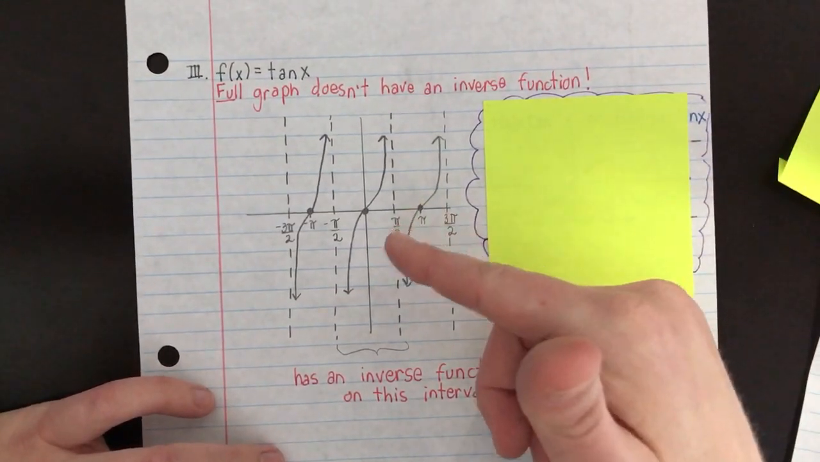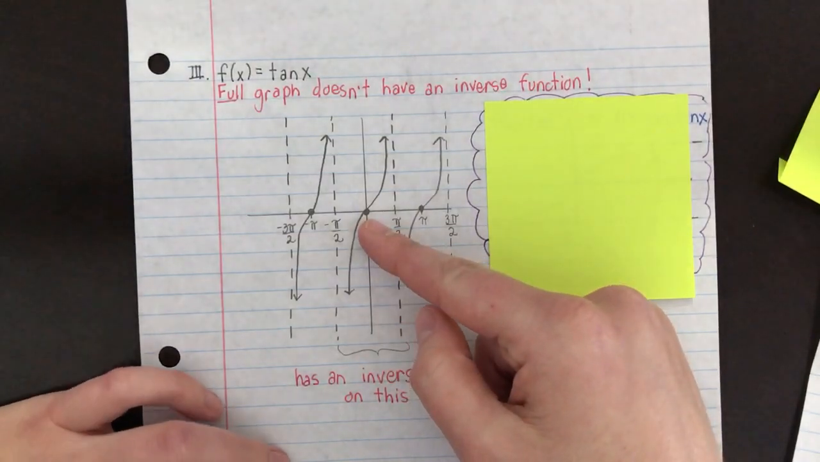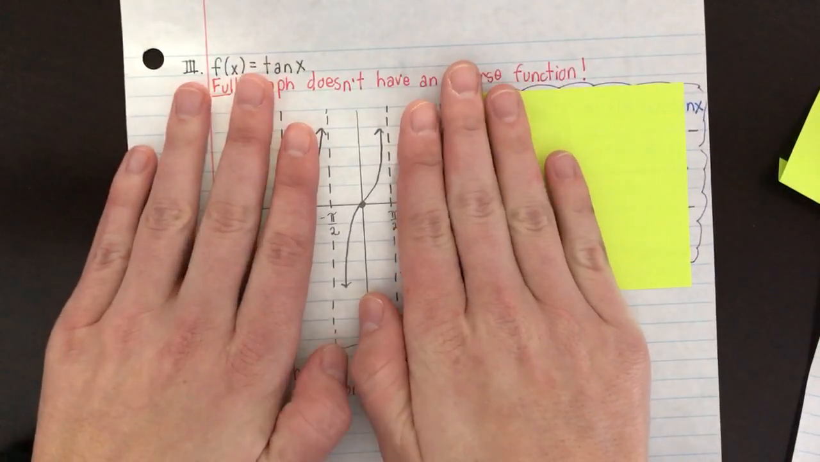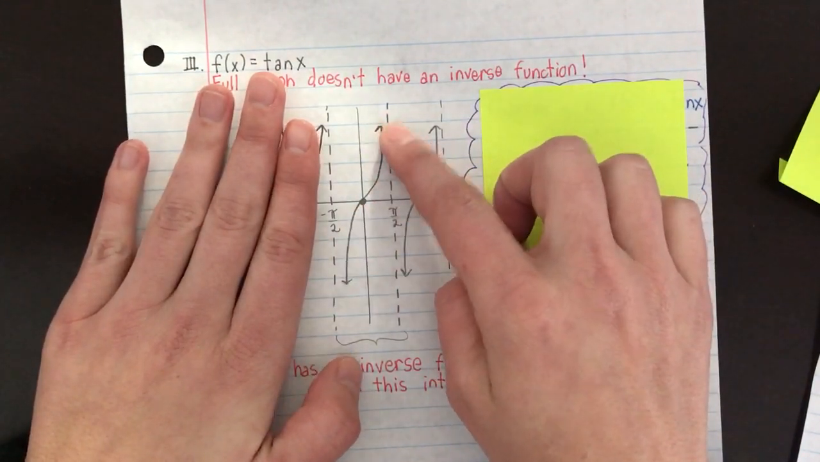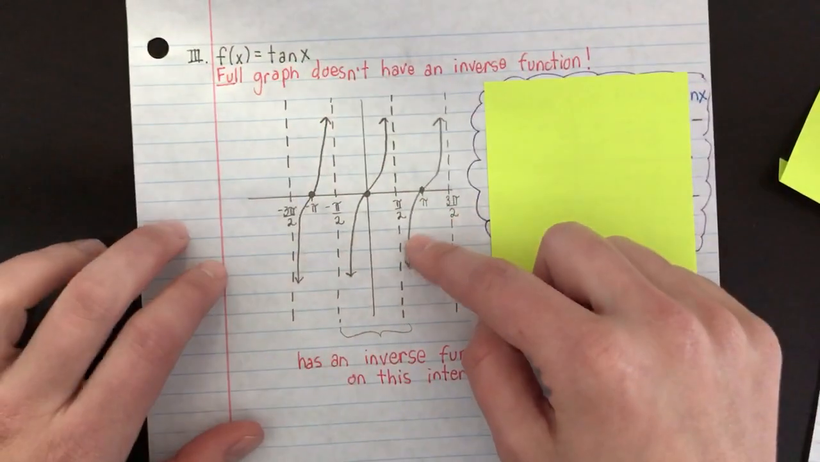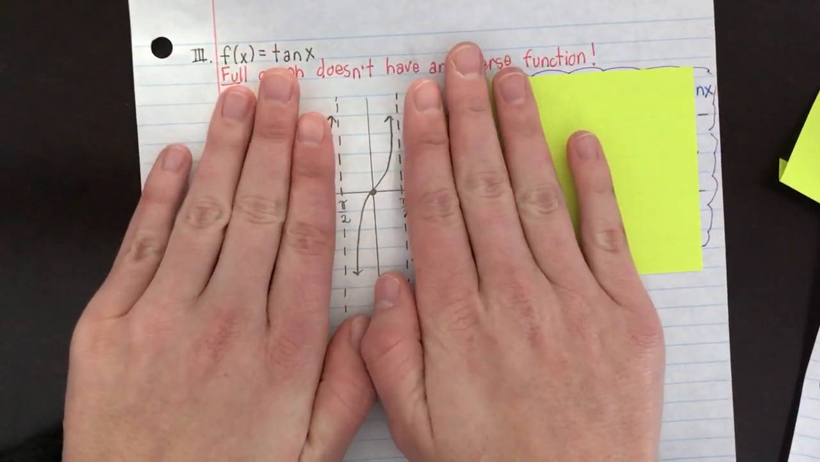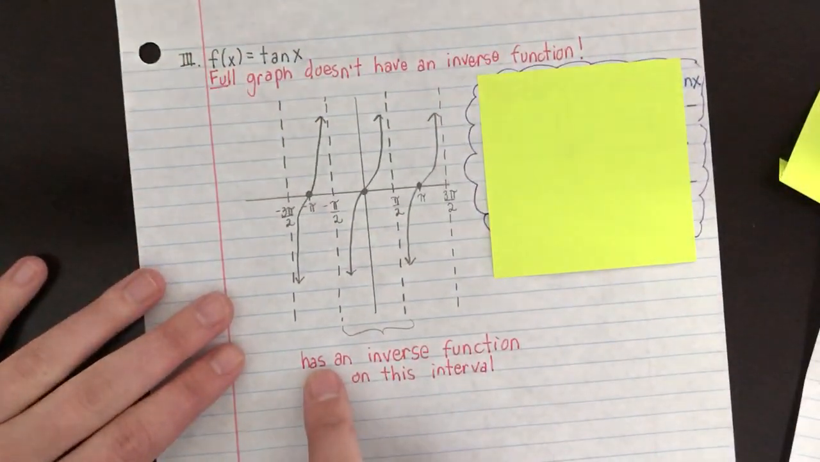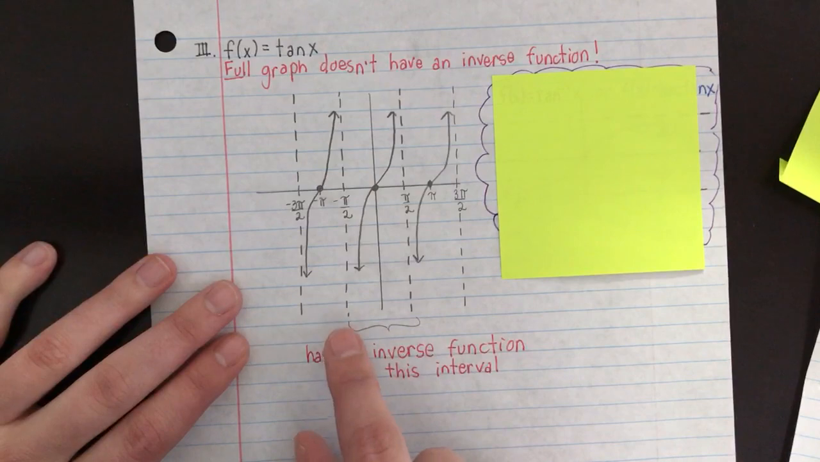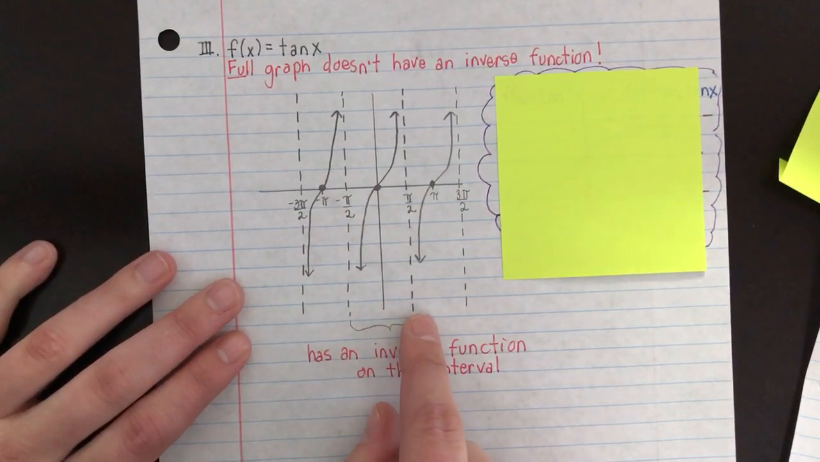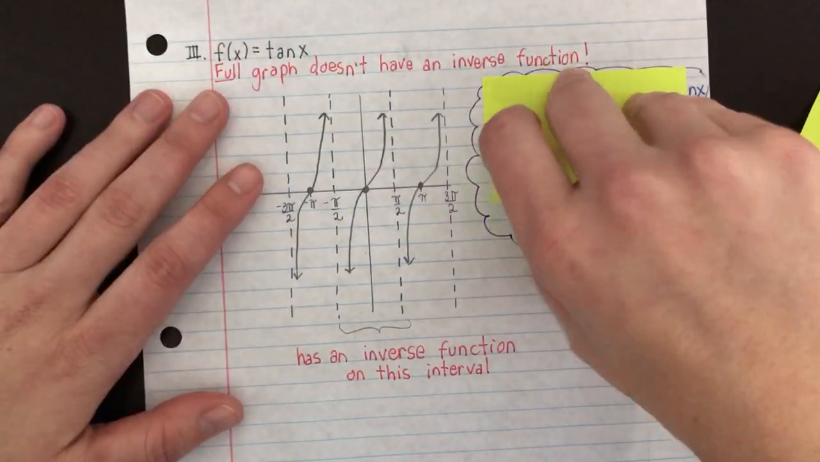So we are going to choose, as we've done before, the section closest to the origin. And from negative pi over 2 to pi over 2, this section of the graph is 1 to 1. We pass the horizontal line test as long as we don't use anything outside of those bounds, just everything within those bounds. Okay, so we have an inverse function on this interval from negative pi over 2 to pi over 2, so make sure you get that in there. All right, just like on the other ones. And here's what's really special about this graph.